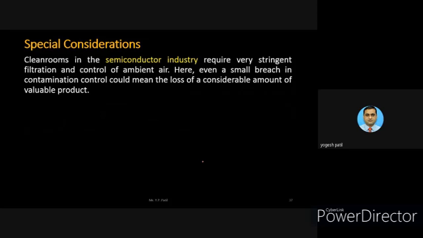What are the other special considerations? For example, there is a semiconductor industry where components are manufactured. The clean room of that semiconductor industry requires very stringent filtration and control of ambient air. Even a small breach in contamination control could mean a loss of a considerable amount of valuable product. So there is a tremendous loss if we are not giving special attention to this particular section, that is the semiconductor industry.